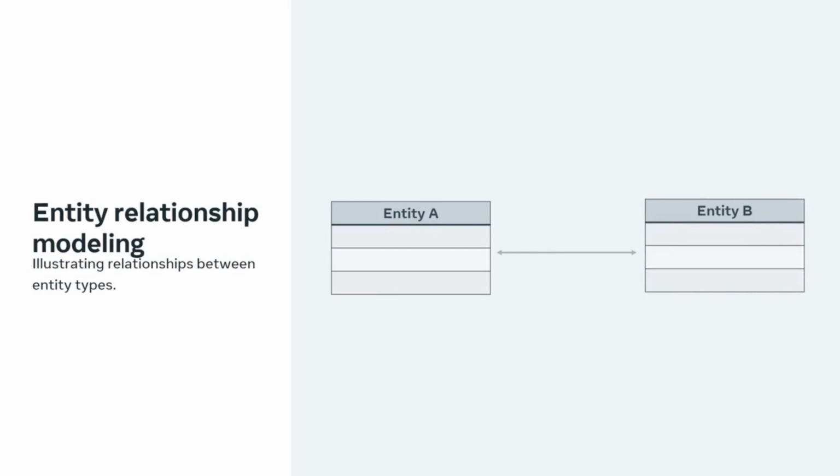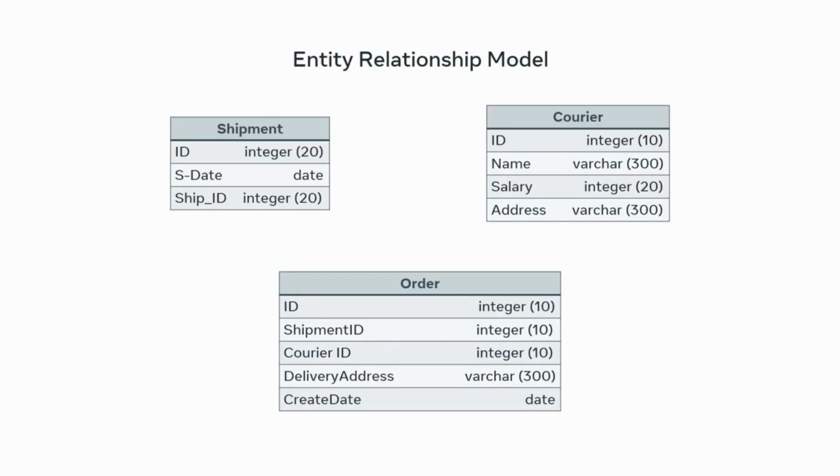Creating a logical database schema means illustrating relationships between components of your data. This is also called entity relationship, or ER modeling. It specifies what the relationships between entity types are. Let's take the example of a simple ER model that shows the logical schema of an ordering application. It demonstrates the relationship between an order, the shipment in which it will be shipped, and the courier assigned to it. The ID attribute in each table is the primary key of the respective entities. It provides a unique identifier for each entry, row, or record in the entities.